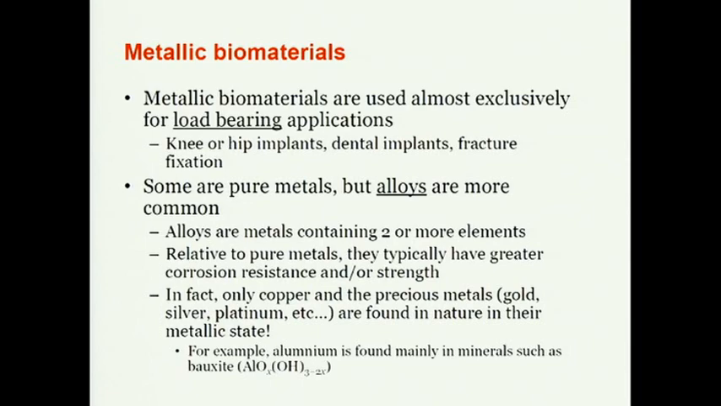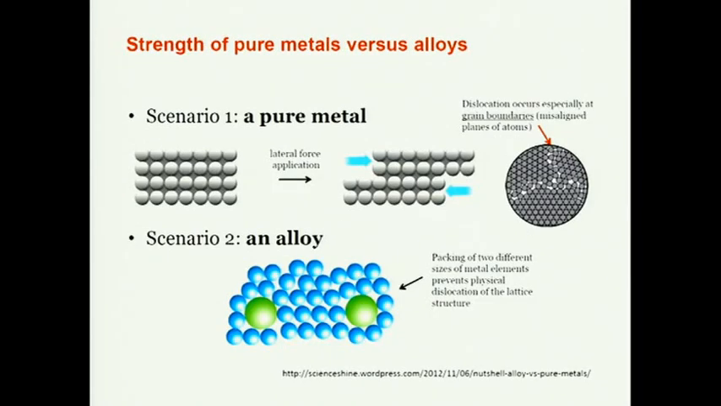So metallic biomaterials are used almost exclusively for load-bearing applications and also for blood-contacting applications, because they have really good blood interactions. They don't disturb the cells of blood generally, so they generally don't cause thrombus, so they are used in that.